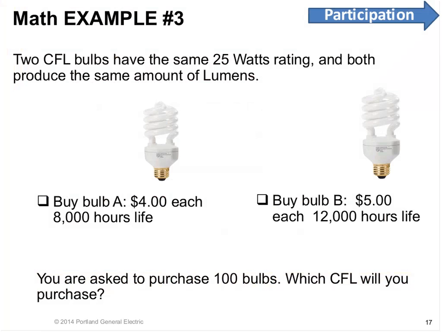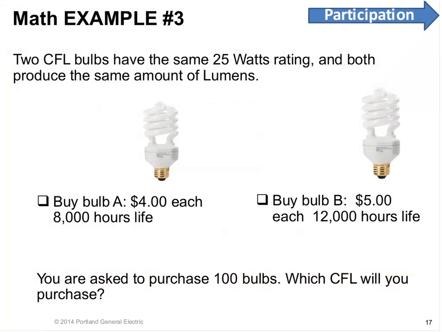Let's talk about another example. This was one that I actually observed in a store. 2 bulbs were both the same exact wattage. One was at $4 and one was for $5. There was a $1 difference. And I thought, well, that's easy. I'll choose the $4 bulb. It's the same light, same amount of watt rating, same lumens.